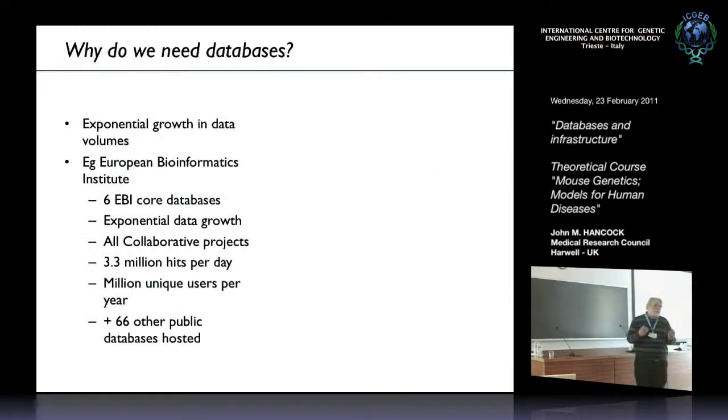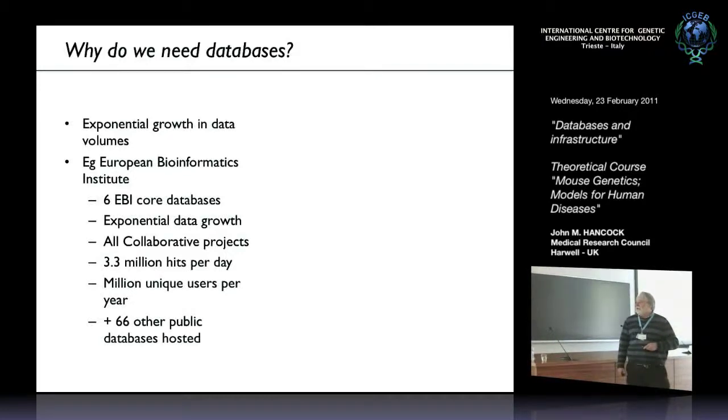So clearly it's a useful way of accessing information, but there are other reasons as well why we need to develop repositories on the internet to make data more accessible. One of them is the fact that there's a lot more data now than there was 10 years ago or 20 years ago. So, for example, the European Bioinformatics Institute, which is at Hinxton near Cambridge, is a large centre, obviously, for biological data. And it holds 6 of its own core databases, which are seeing exponential data growth. I'll show you a bit about that in a minute. A lot of collaborative projects are based there.